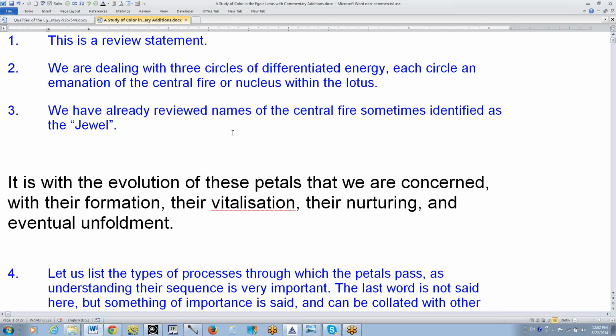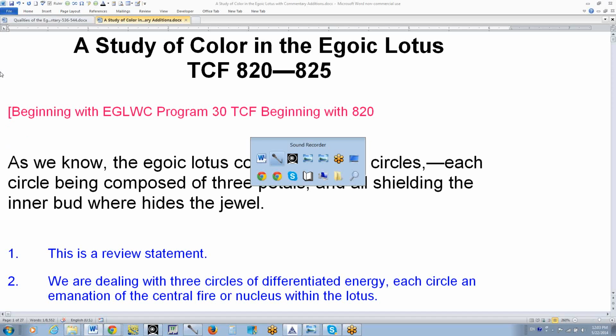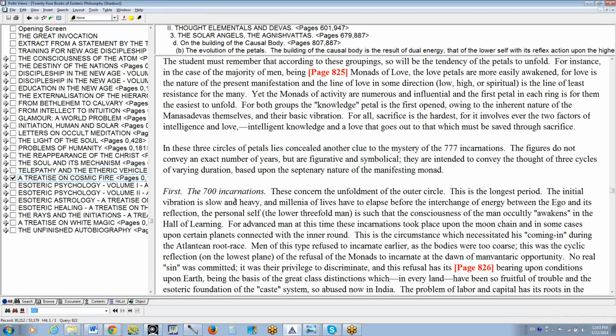and see what additional things might be suggested by the discussion of the colors, and also a few other statements that DK has given for each petal. He gave very important statements starting from 539. I think, let's see if we can go there.